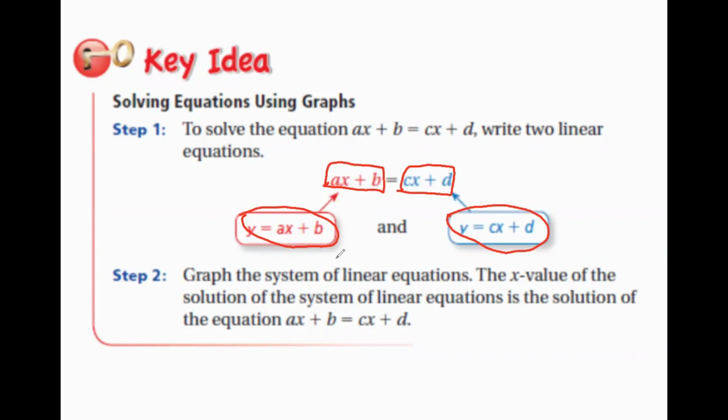It's already set in y equals mx plus b, or slope-intercept form, so it's pretty simple to graph. And actually in this case, it's just the x value of the solution of the system of linear equations that is going to be the solution of our equation ax plus b equals cx plus d. So whenever you have a linear equation set in this form, you're not looking for x and y, you just have to state the x value. Let's go ahead and do a few examples.